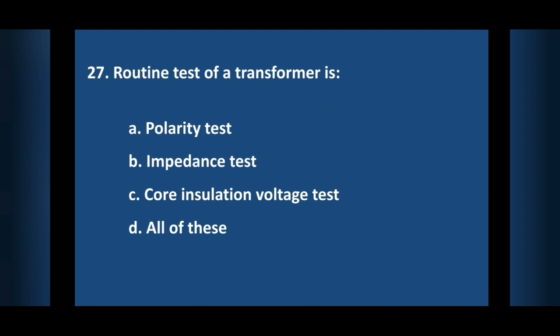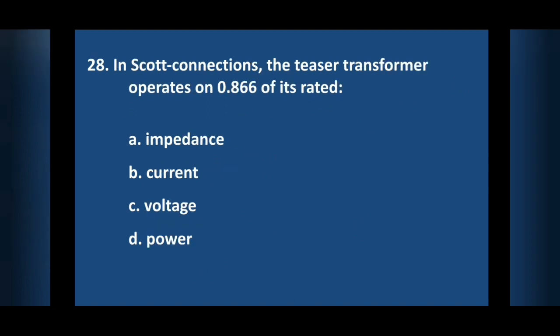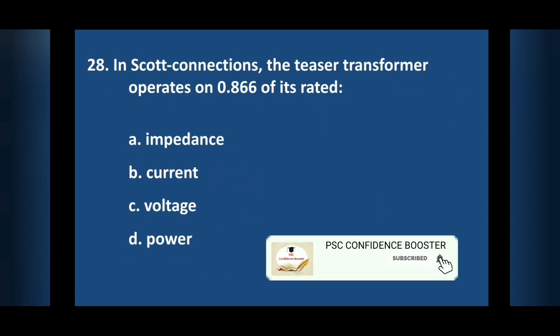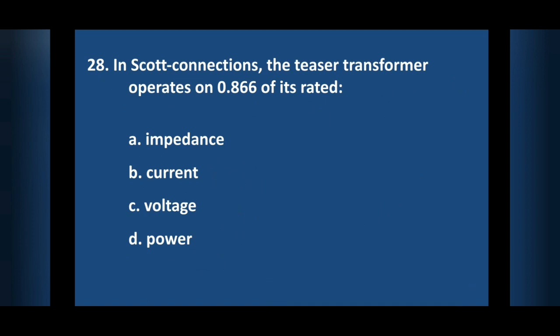Question number 27. Routine test of a transformer is. Answer is option D, all of these. Question number 28. In Scott connections, the teaser transformer operates on 0.866 of its rated. Answer is option C, voltage.